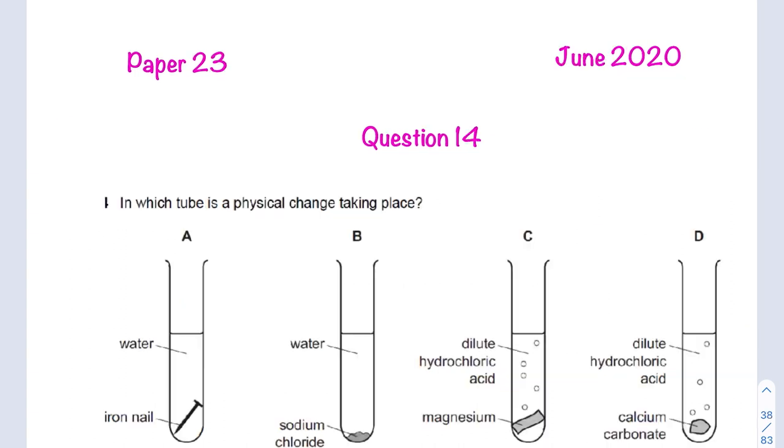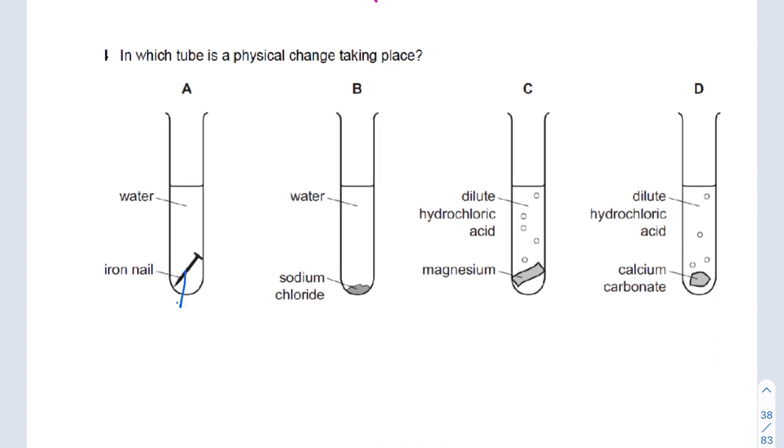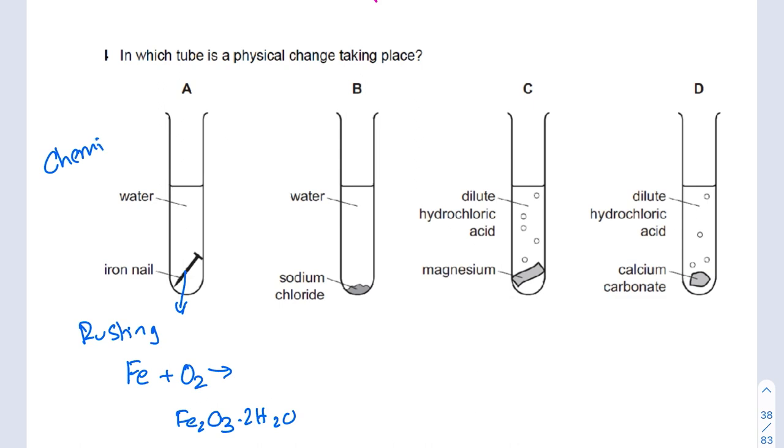Option C. Now coming to the next question from June 2020, paper 23, question number 14, which is our question number 44. So which of the following is a physical change? So we can see that there is iron nail. Iron nail is nothing but iron, Fe, plus oxygen. It will react and form Fe2O3 and H2O, means nothing but what? This is a rusting process, which is a chemical change. It's not going to be a physical change. He's asking about which is a physical change.